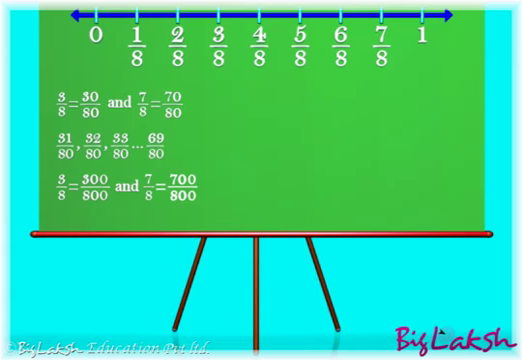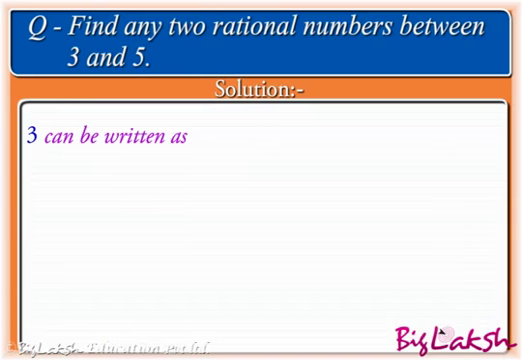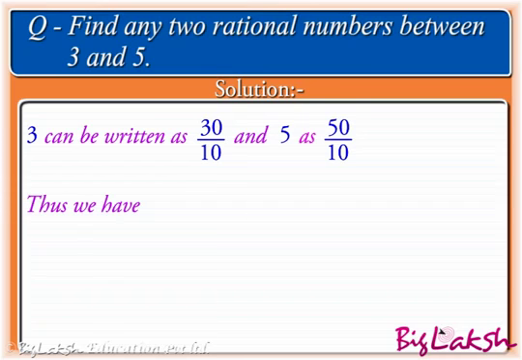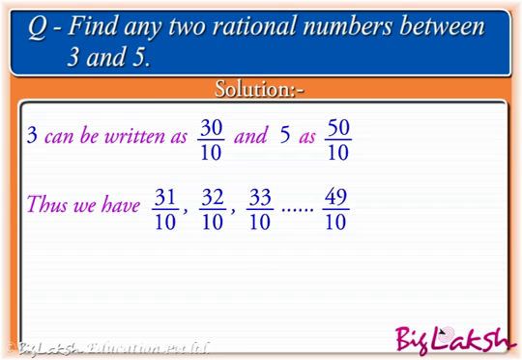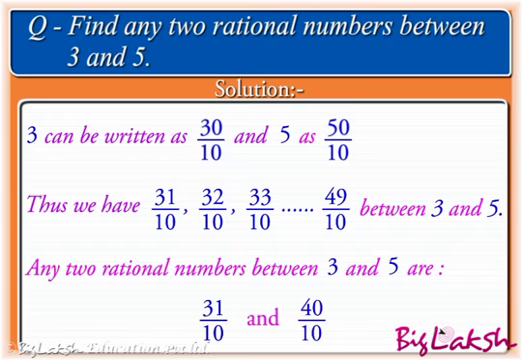Let us solve some examples. Find any two rational numbers between 3 and 5. Here, 3 can be written as 30 by 10 and 5 as 50 by 10. Thus, we have 31 by 10, 32 by 10, 33 by 10 and so on till 49 by 10 between 30 by 10 and 50 by 10, or we can say between 3 and 5. Any two rational numbers between 3 and 5 are 31 by 10 and 40 by 10.